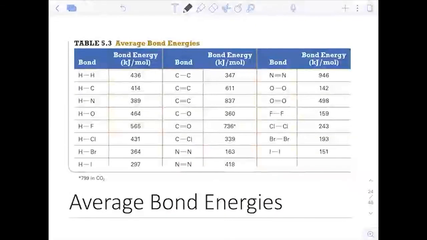So as we again look at this table, these numbers you would not need to memorize, but you should know that a triple bond is going to be a higher bond energy than a double, and a double is going to be higher bond energy than a single. When we look at the size of the atom connected to a particular element, so going down a group, as size increases, bond length increases, and so bond energy decreases.